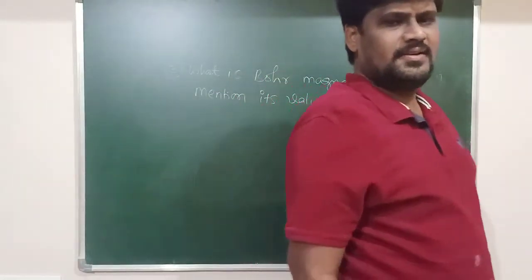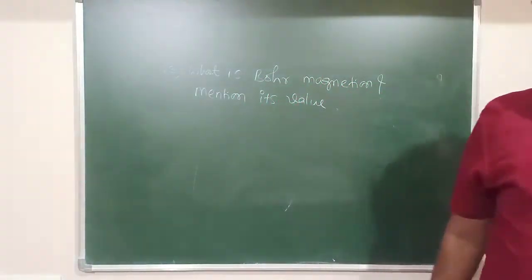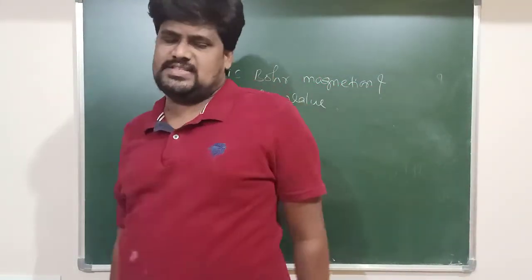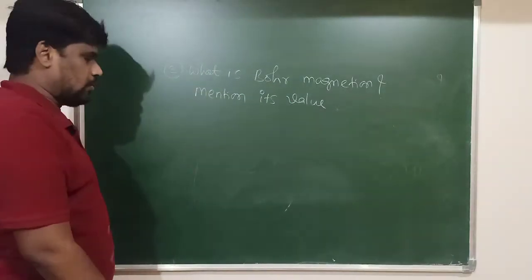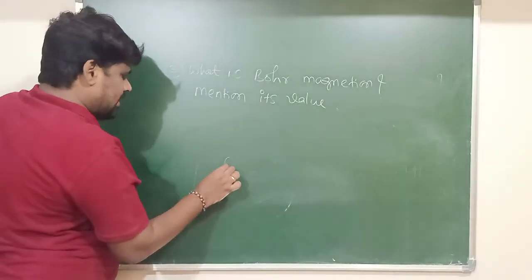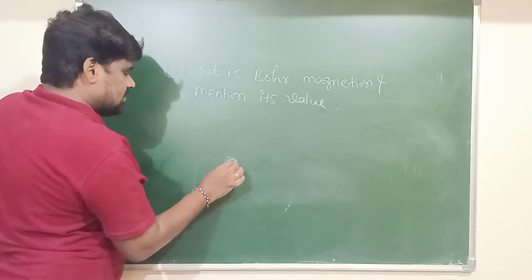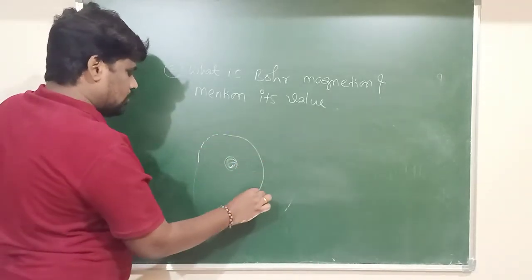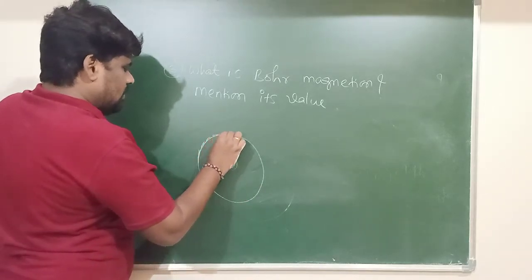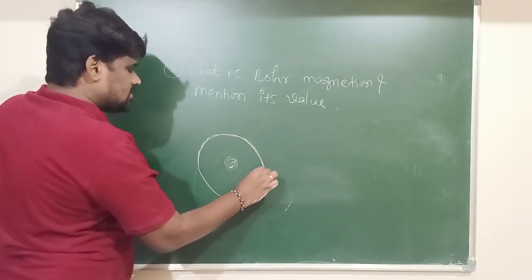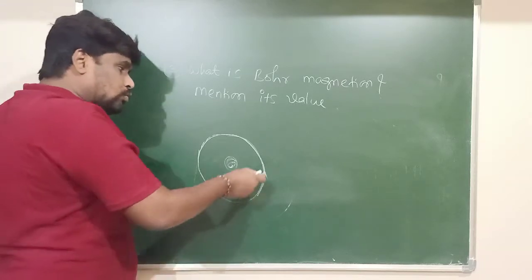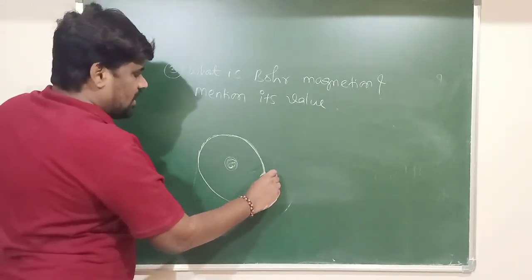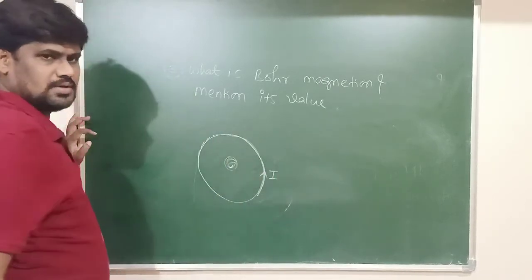If you consider motion of electron around the nucleus, I will take an example of hydrogen atom. In a hydrogen atom, around the nucleus, electron is revolving in which orbit? Circular orbit. When the electron is revolving in the circular orbit, due to the motion of electron in an orbit, definitely the current is going to produce.